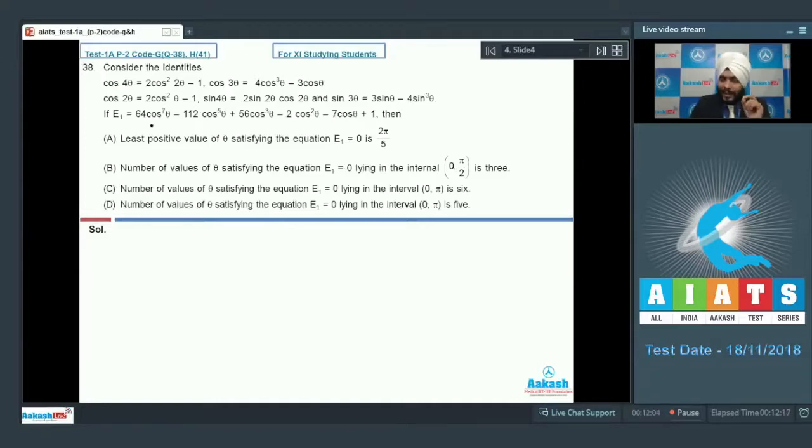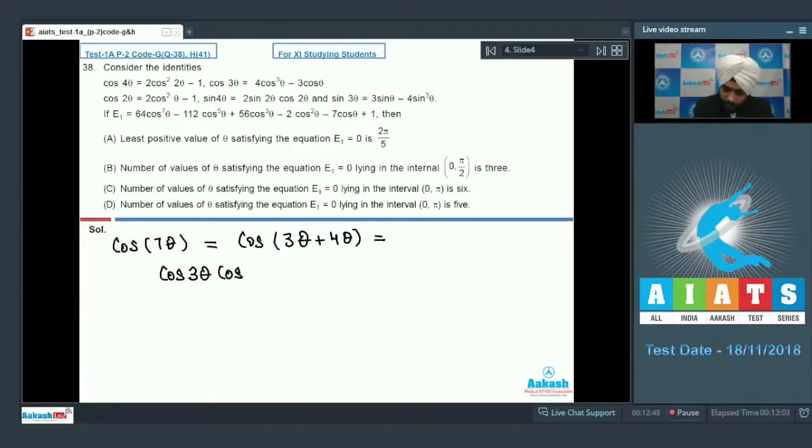But students, there is a very clear hint that you can see. Sin 2 theta, cos 2 theta, the formulas are in square terms. Sin 3 theta, cos 3 theta, the formulas are in cube terms. And if you expand sin 4 theta, the formulas will be power 4 terms. So power 7, how will we get power 7? By expanding cos 7 theta. Okay, so that means I have cos 7 theta as cos of 3 theta plus 4 theta, which is equal to cos 3 theta cos 4 theta minus sin 3 theta sin 4 theta.